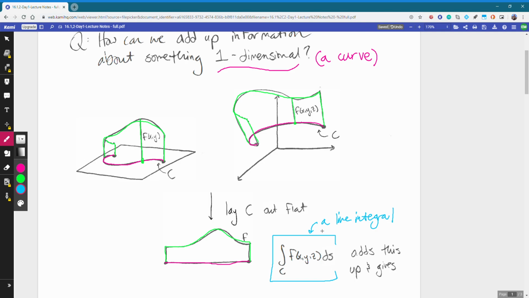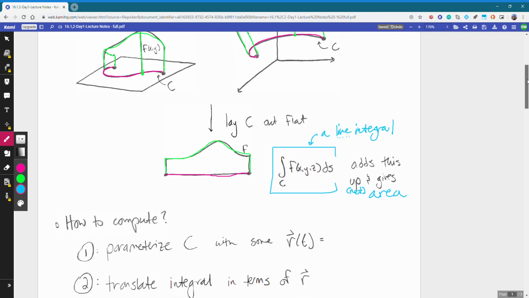Perhaps a better name would be a curve integral, since we're actually integrating along just a curve, not necessarily a straight line. But the line is meant to remind us of the one-dimensional nature of this thing. And in any case, this line integral adds up the information and hands us the net area of our ribbon. And so this is the picture to have in mind of what we are looking to compute with a line integral. Well, how do we actually compute it?